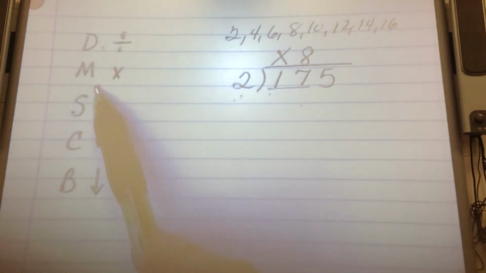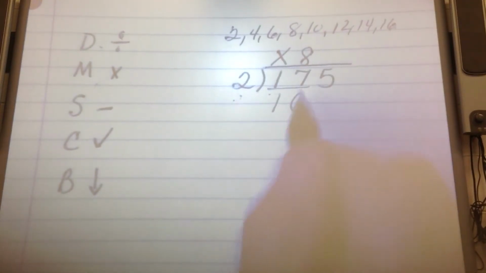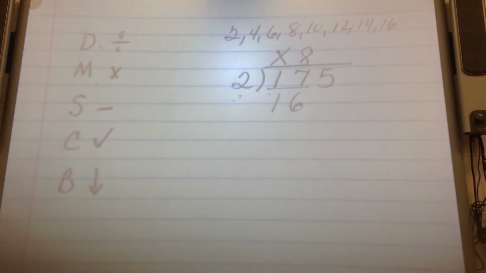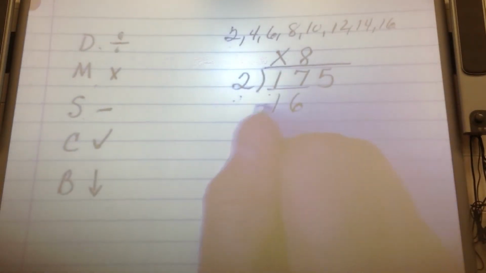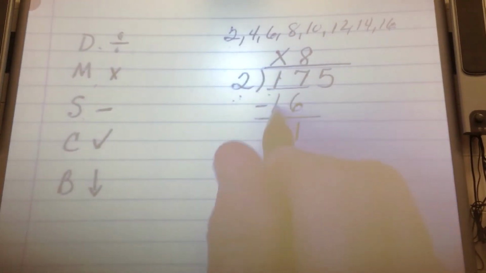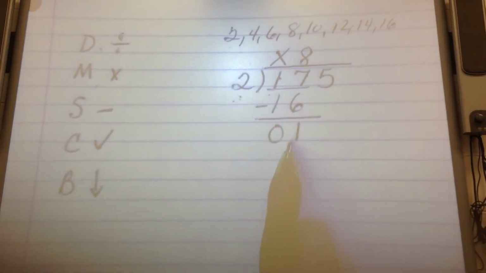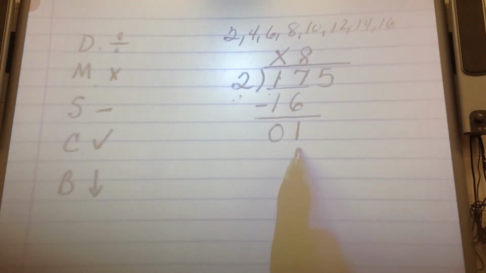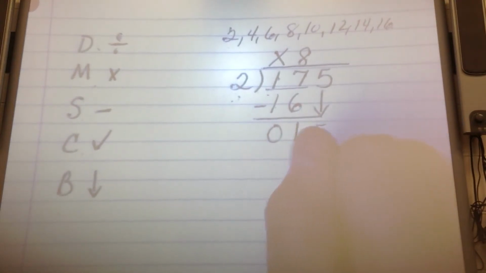Now we're going to move to the next step of multiplying. 8 times 2 is 16. And we're going to put it right under our 17. That was our multiplication step. Now we move to subtraction. We're going to subtract 17 minus 16. 7 minus 6 is 1. 1 minus 1 is 0. And now we're going to go to that very important step of checking. Is what we got when we subtracted less than our divisor? And the answer is yes, 1 is less than our divisor. Now we're going to bring down the very next number. And that's going to be the 5.